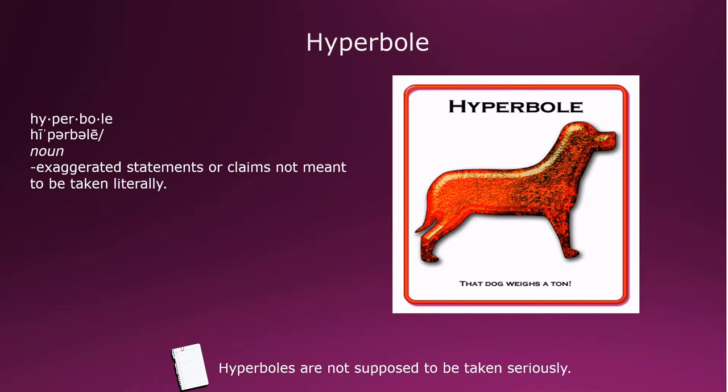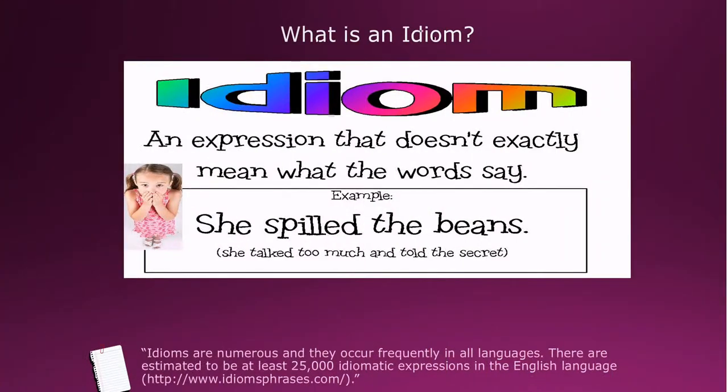Take a moment to reflect on the special note below. Hyperboles are not supposed to be taken seriously. So what is an idiom? If you're having trouble thinking about what an idiom is, here is another example. An idiom is an expression that doesn't exactly mean what the words say. Very similar to hyperbole. She spilled the beans. However, in an idiom, she spilled the beans is a figurative way of saying that she talked too much and told the secret.